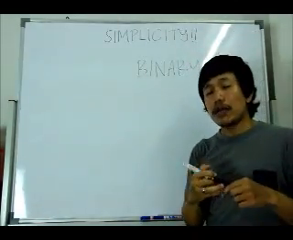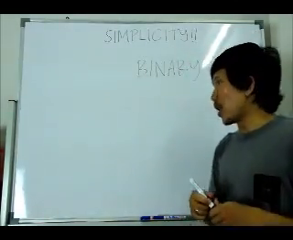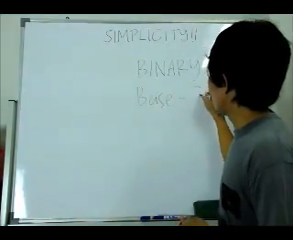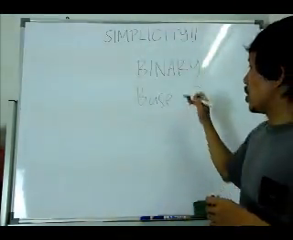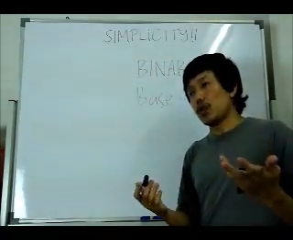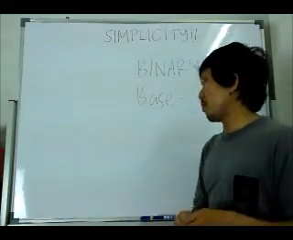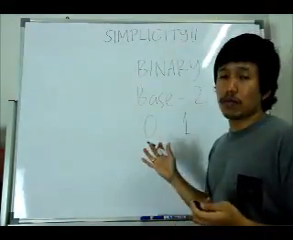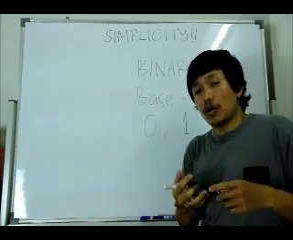Now, binary is otherwise known as base 2, meaning that it only has two numbers. Now, you know that numbers begin with 0, and we also have the number 1. So these are the two numbers in base 2, 0 and 1.